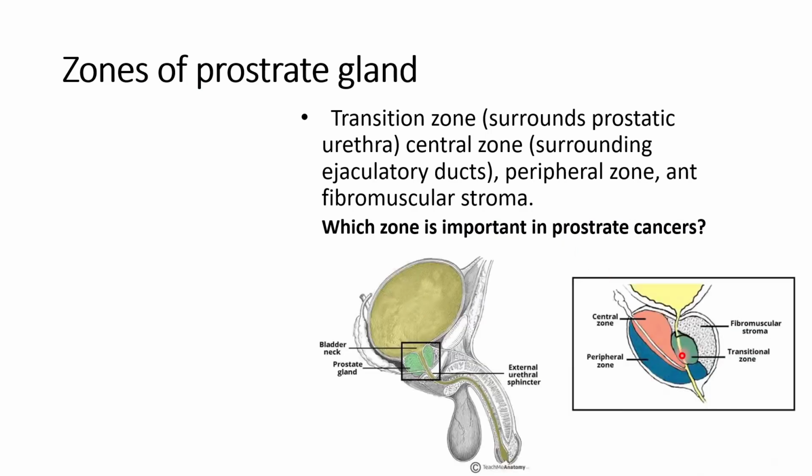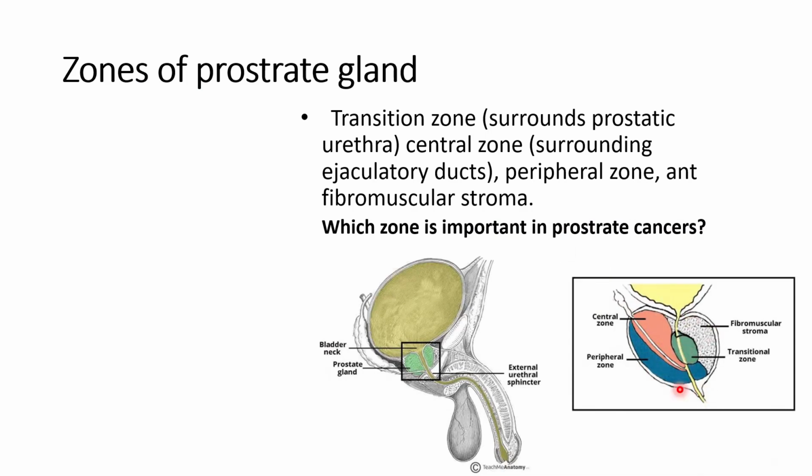So the zones will have a transitional zone. Now it will be covering the prostatic part of the urethra. Then you have the central zone here, just adjacent to the ejaculatory duct. The peripheral zone will be lining the urethra, not the prostatic part. The prostatic part is the transitional bit. Then you have the fibromuscular stroma.